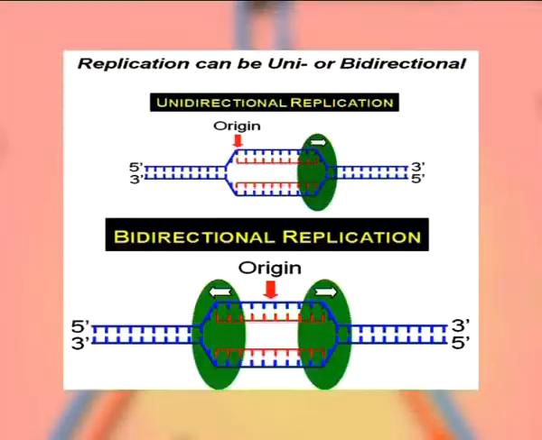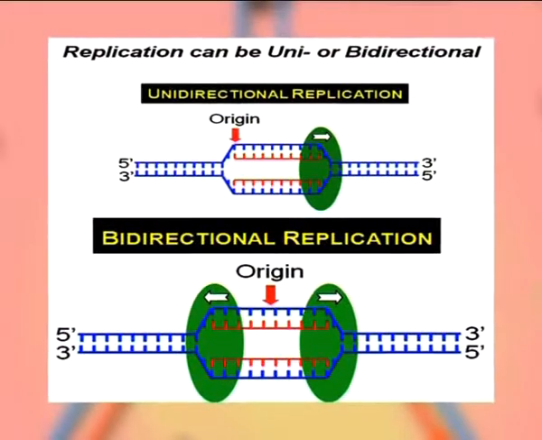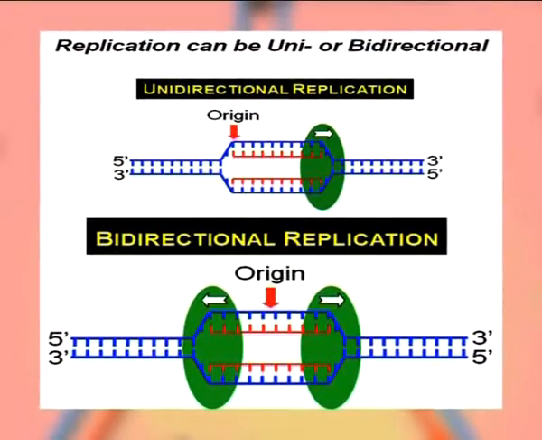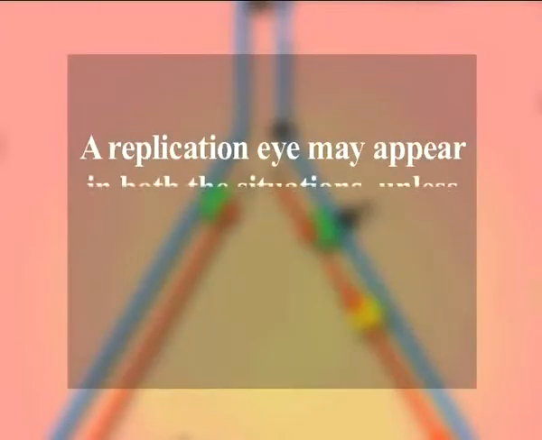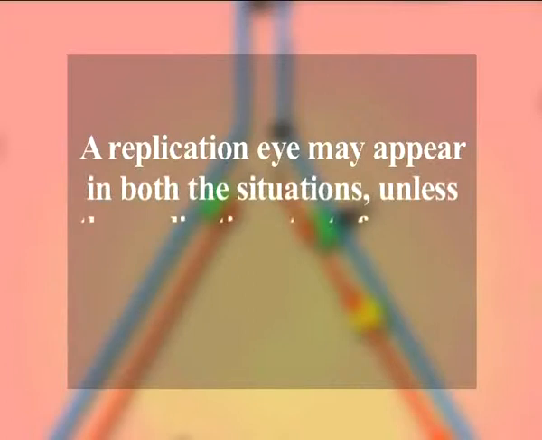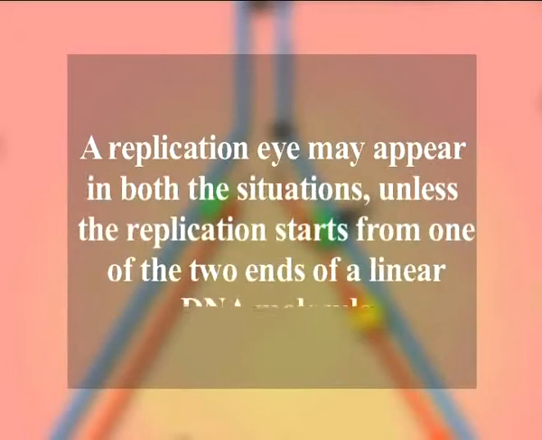In view of the above evidence, it is now known that DNA replication can be unidirectional or bidirectional, depending upon whether the replication from the point of origin proceeds only in one direction or in both directions. A replication eye may appear in both situations unless the replication starts from one of the 2 ends of a linear DNA molecule.